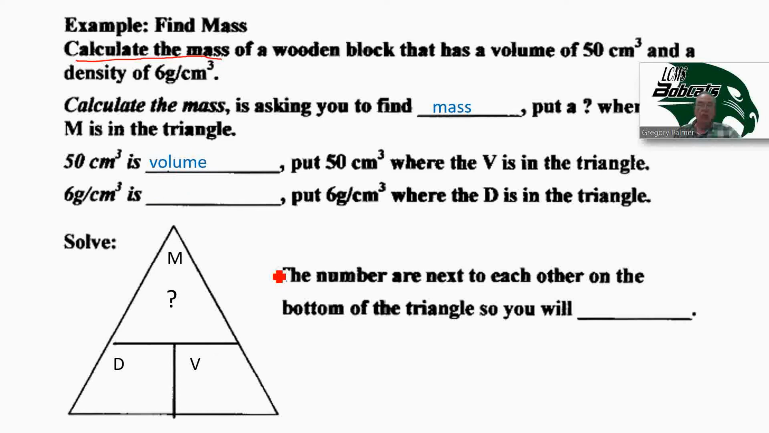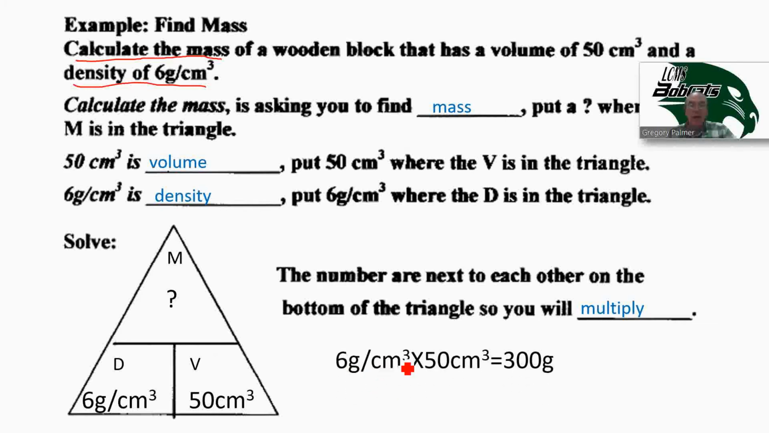50 centimeters cubed is the volume. Okay, think about a cube. It tells you how much space it takes up. So we're going to put that where the V is in the triangle. 6 grams per centimeter cubed says it's the density. It tells us right here, density of. Okay, so we're going to put that in the density box. The numbers are next to each other on the bottom of the triangle, so we multiply.